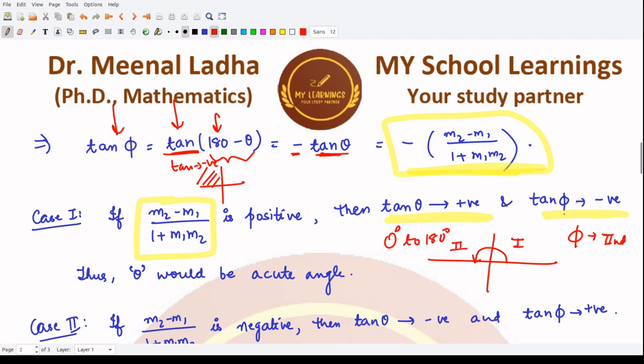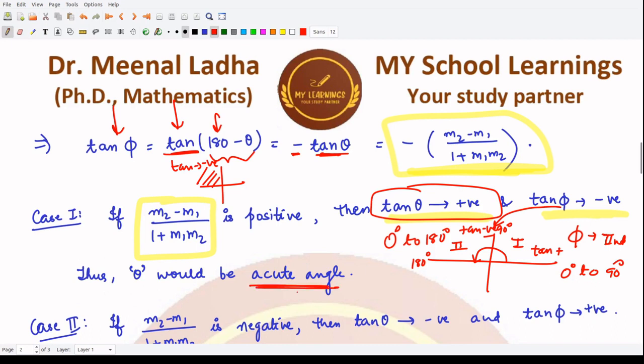If tan is positive here and tan is negative here, in this case, if tan phi is negative, that means phi is lying in the second quadrant. That means it is lying between 90 to 180 degrees. So that means the angle has to be obtuse. And if tan theta is positive, definitely it is lying between 0 to 90 degrees. Hence theta is an acute angle in this case.